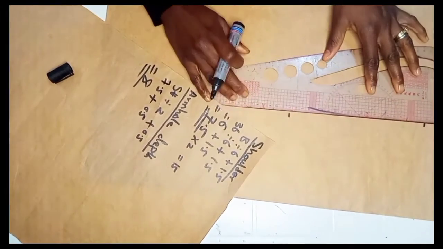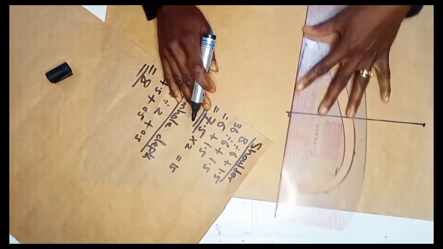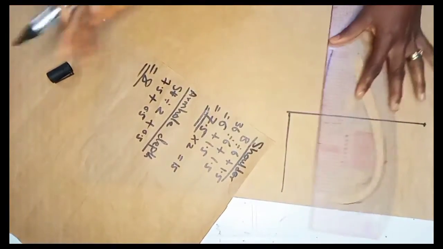I'll mark the 8 inch. After marking it, I'll go ahead to connect the points together with my ruler like you see me doing in the video. So this is going to be the armhole depth.